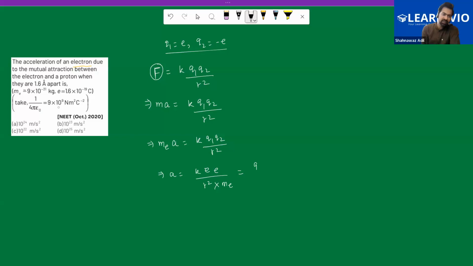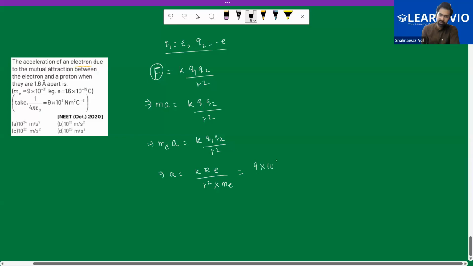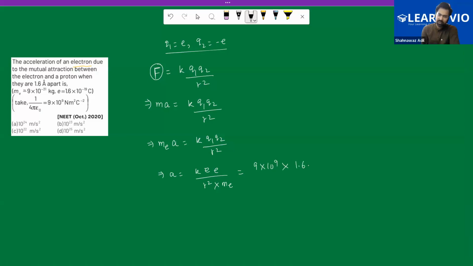So K value is given, 9 into 10 to the power 9. And e we know is 1.6 into 10 to the power minus 19, and this is squared, so 1.6 into 10 to the power minus 19. And then we have angstrom, 1.6, and this is squared, 1.6 into 1.6. How much is one angstrom? These units we have to remember, right?